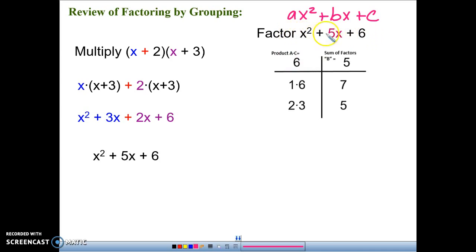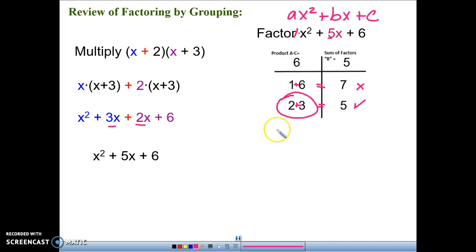In our trinomial, my leading coefficient is 1. And 1 times my c of 6 gives me 6. My b term goes here. B is 5. I'm looking for two factors of 6, two numbers that multiply to 6 but add up to 5. 1 times 6 is 6, but when you add them together, you get 7. That's not what I'm looking for. I'm looking for 5. 2 times 3 is 6. When I add them together, I get 5. That's what I'm looking for. Those are the two numbers I'm going to use. Do you see those two numbers over here?